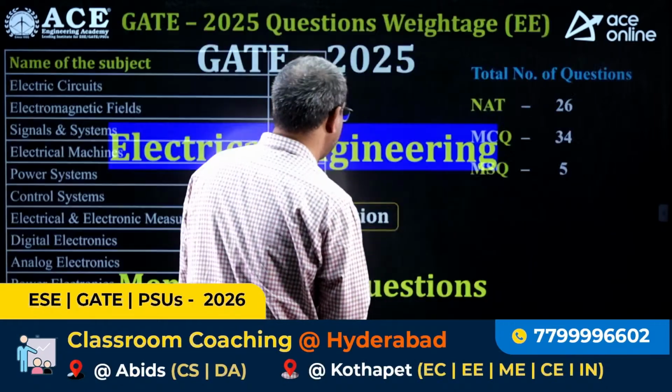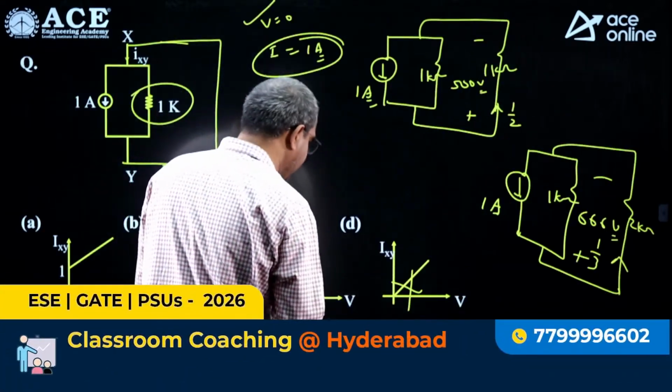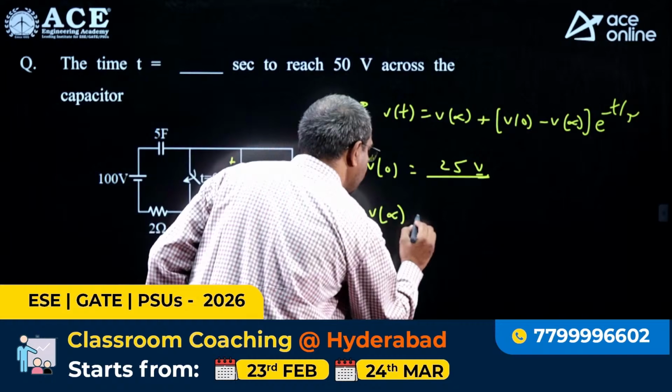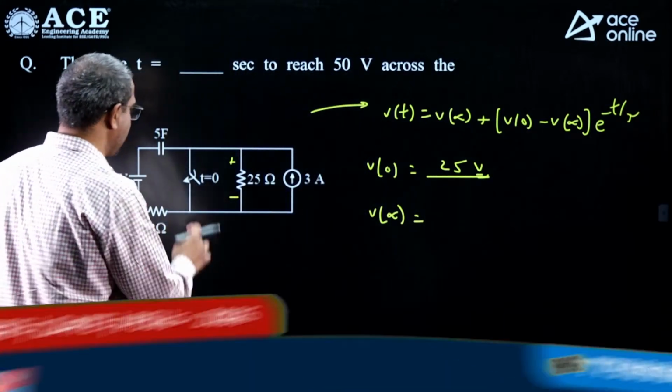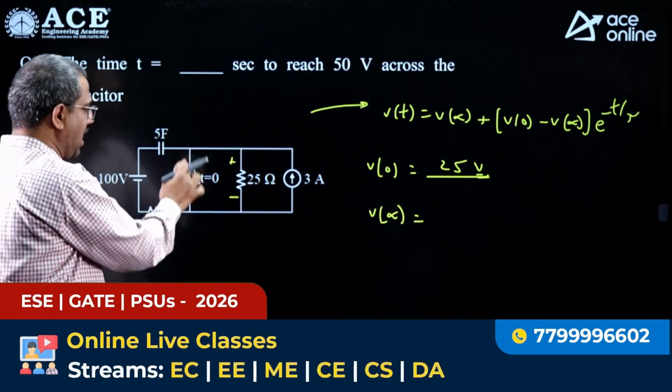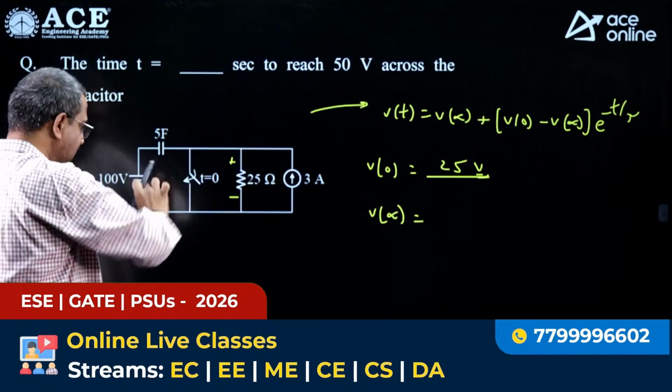Then what about this V(infinity)? Yes, if you go to V(infinity), after closing the switch, directly see, after closing the switch, that is an independent part, this 100 volts will appear here.